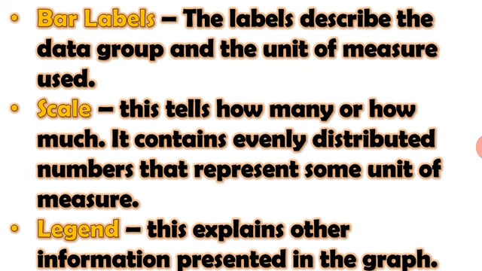Next is the bar labels. The labels describe the data group and the unit of measure used. Scale. This tells how many or how much. It contains evenly distributed numbers that represent some unit of measure. And the last one is legend. This explains other information presented in the graph.